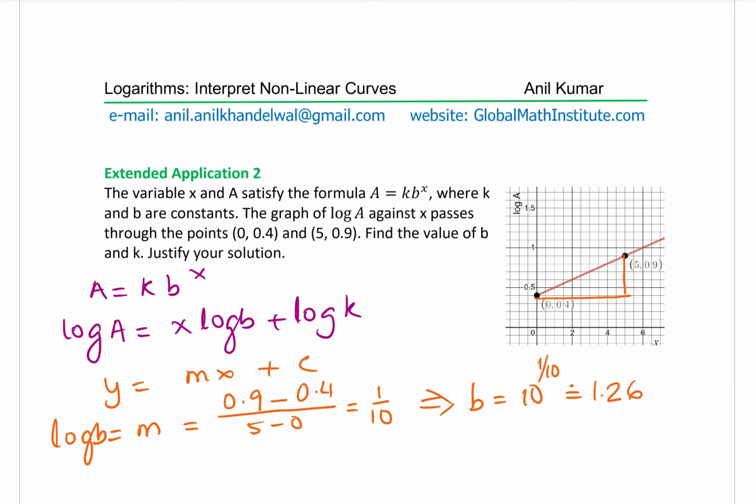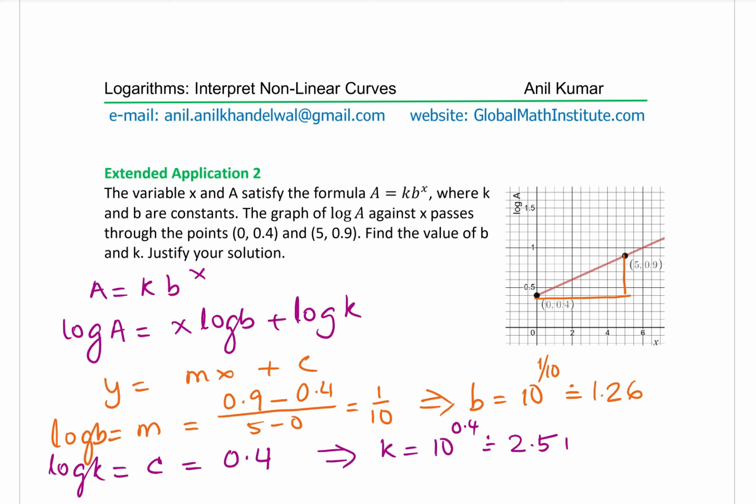Correct? Now let's find the value of k. So we have log of k equals the y-intercept, which is c, and which is equal to 0.4. So k will be equal to 10 to the power of 0.4, and that is equal to 2.511. So I'll write this as 2.51. So that becomes the value of k.